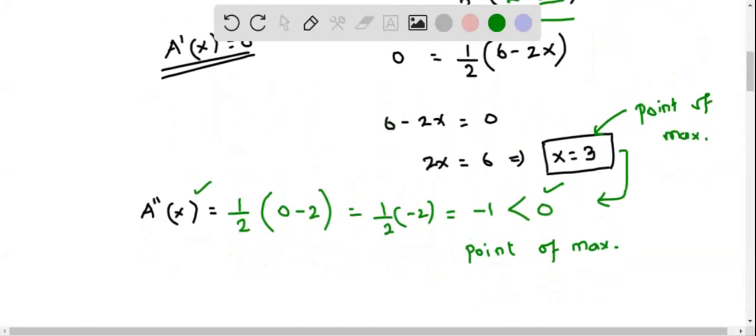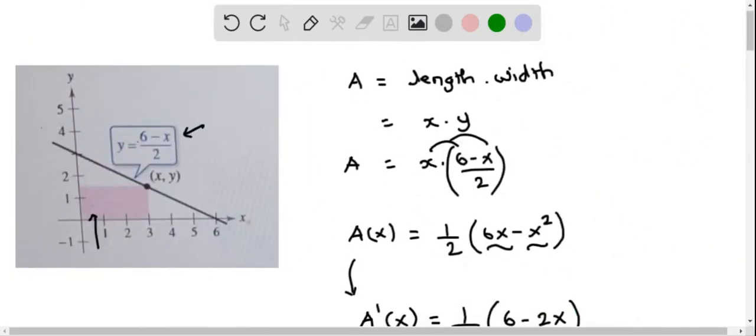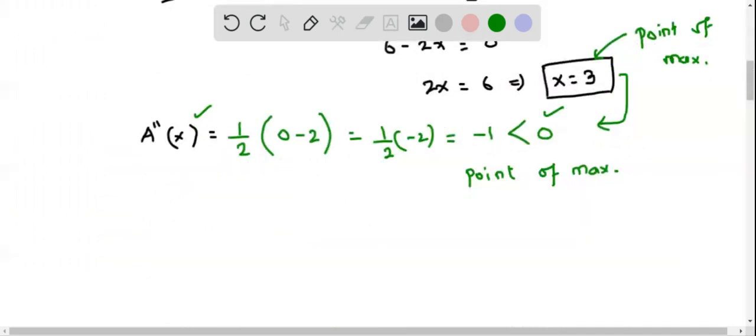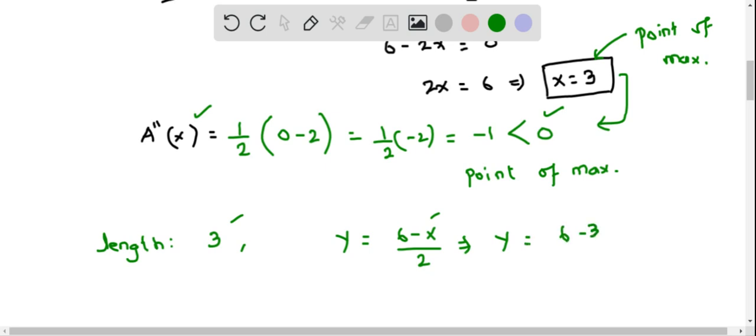And this means we can determine the corresponding length and width of the rectangle. So x represents the length of the rectangle, therefore the length of the rectangle is 3, and then the width is given by the equation y equals 6 minus x divided by 2. So let's plug in x equal to 3, which gives y equals (6 minus 3) divided by 2, and this equals 3 halves, or 1.5 in decimals.